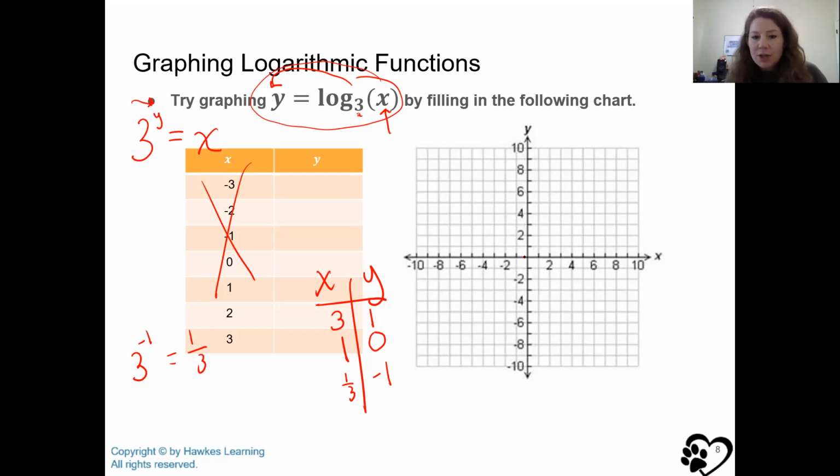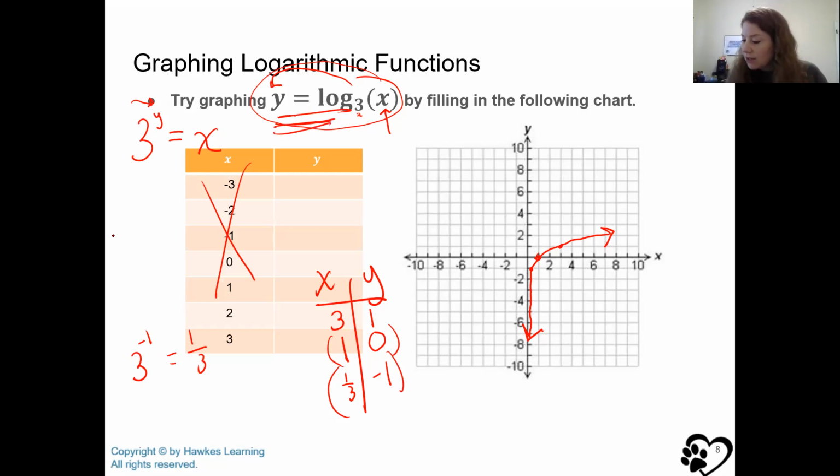Okay, so I can graph these 3 ordered pairs, and I'm going to see what my graph looks like based on that. So I'm going to go right 3, 1, 2, 3, up 1. The second ordered pair tells me to go right 1 and stay. And the third ordered pair tells me to go right 1/3 and then down 1. Excuse me, yeah, down 1. So basically, I'm going to have a graph that has a curve like this, and it's going to go down forever. So that's what this is going to look like graphed.